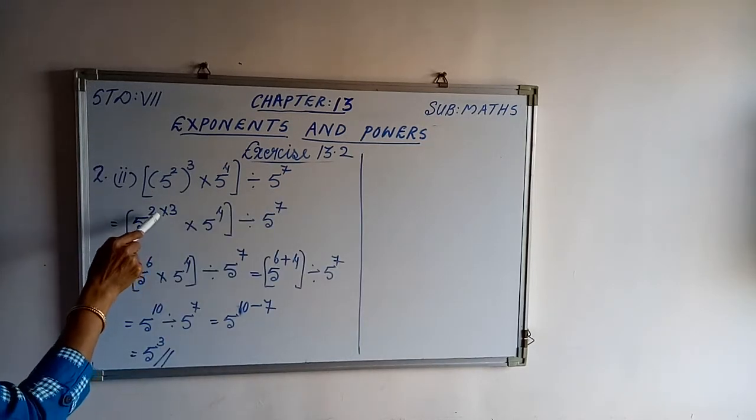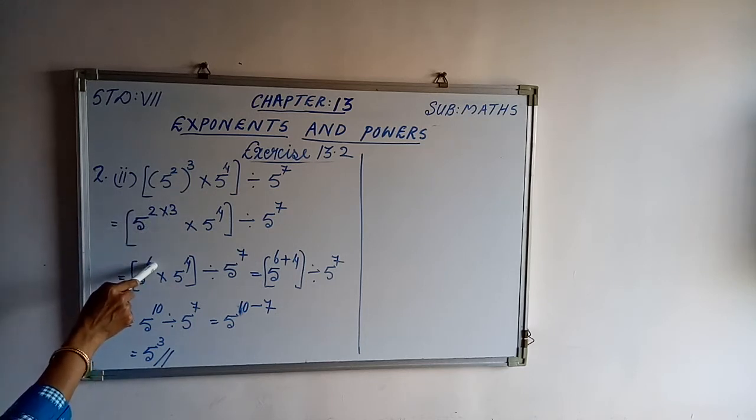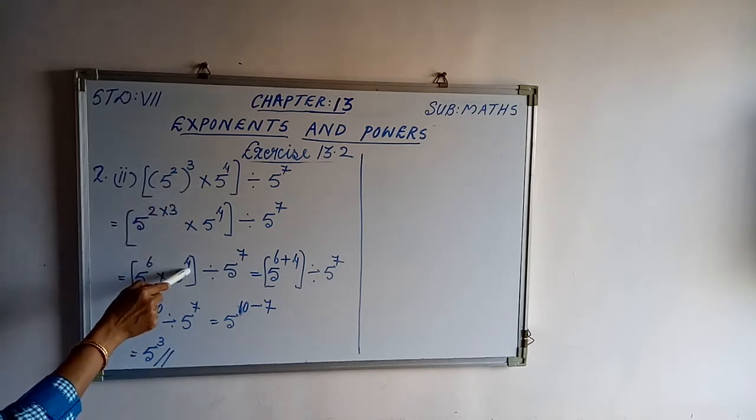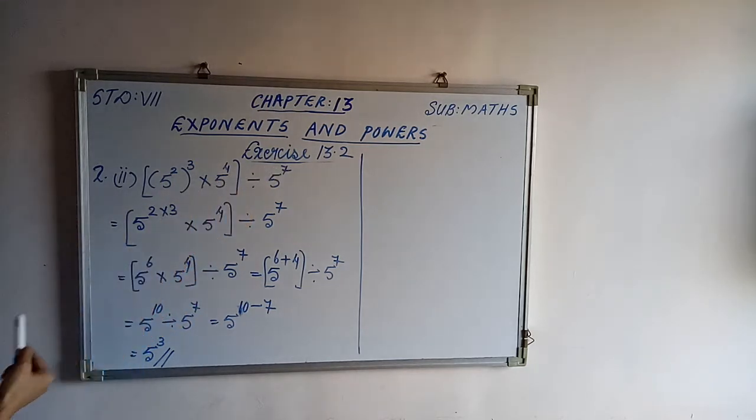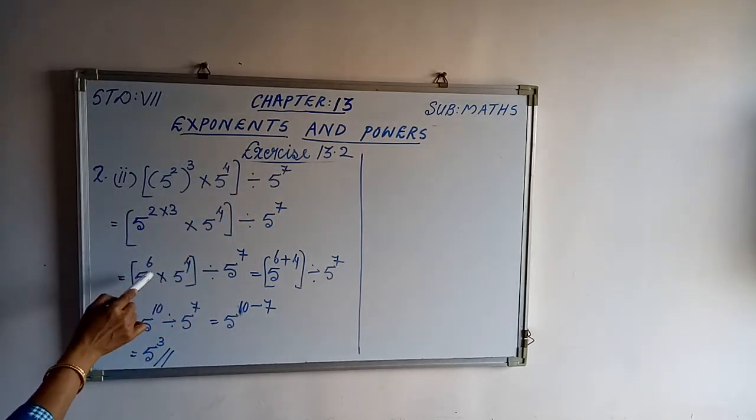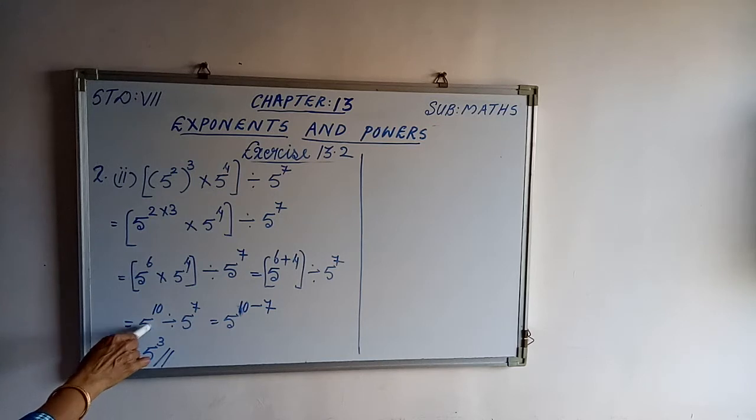5 raised to the power 2 into 3, 5 raised to the power 6 multiplied by 5 raised to the power 4. Keep it in bracket, divided by 5 raised to the power 7. Now you will solve this first. 5 raised to the power 6 into 5 raised to the power 4, we get 5 raised to the power 10 divided by 5 raised to the power 7.